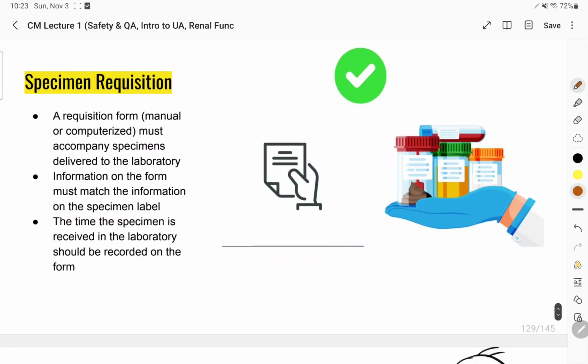So, next, specimen requisition. Specimen requisition form should be manual or computerized. And dapat uban siya sa specimen delivered to the laboratory. And the information on the form and the information on the label must match. And the time of specimen received in the laboratory should be recorded in the form. Dapat kung naay specimen, naay form.